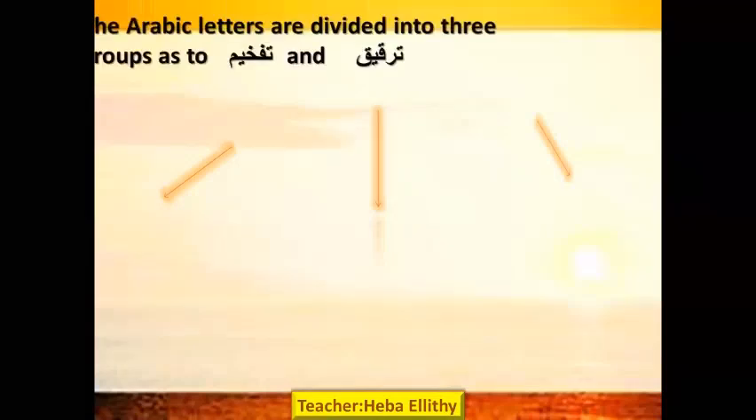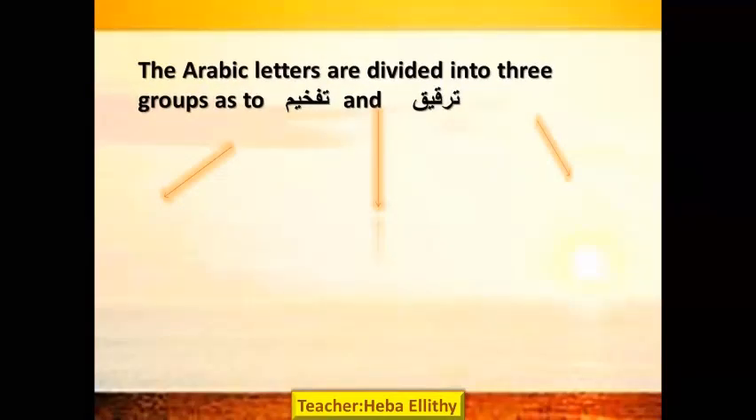Let's see the Arabic letters, how many categories we have to divide them into to say this is Tafkheem and Tarqeeq. The Arabic letters are divided into 3 groups as to Tarqeeq and Tafkheem.